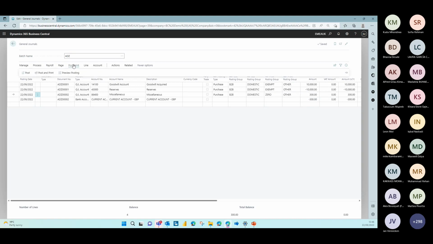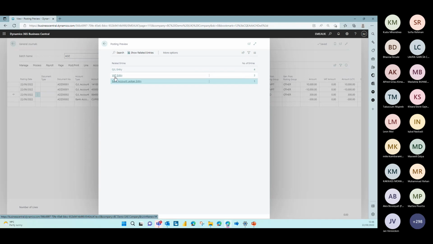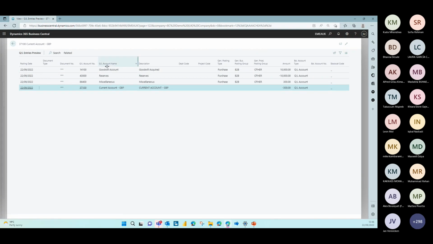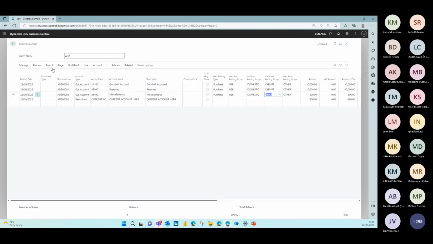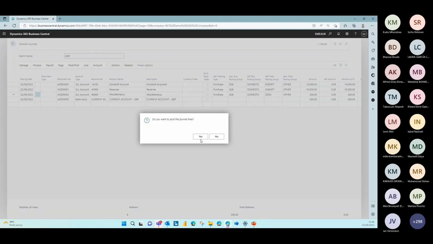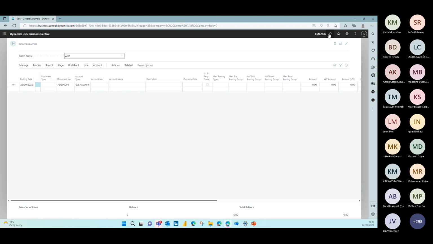So when you're looking at posting now, I've still made sure that with the second one, it's gone to the bank, and all 3 will go to the VAT subledger. And here it will post to the accounts I wanted. And then I can post this. Okay, happy days.